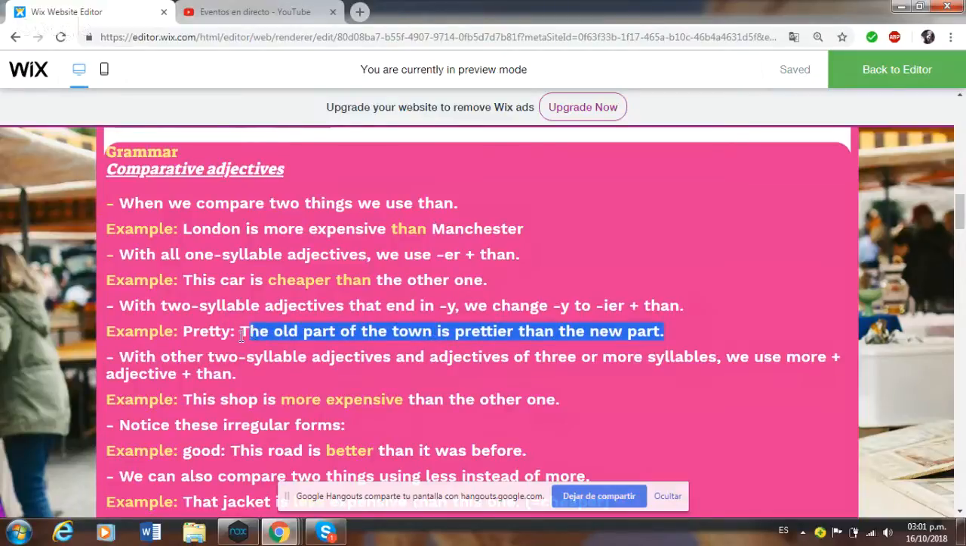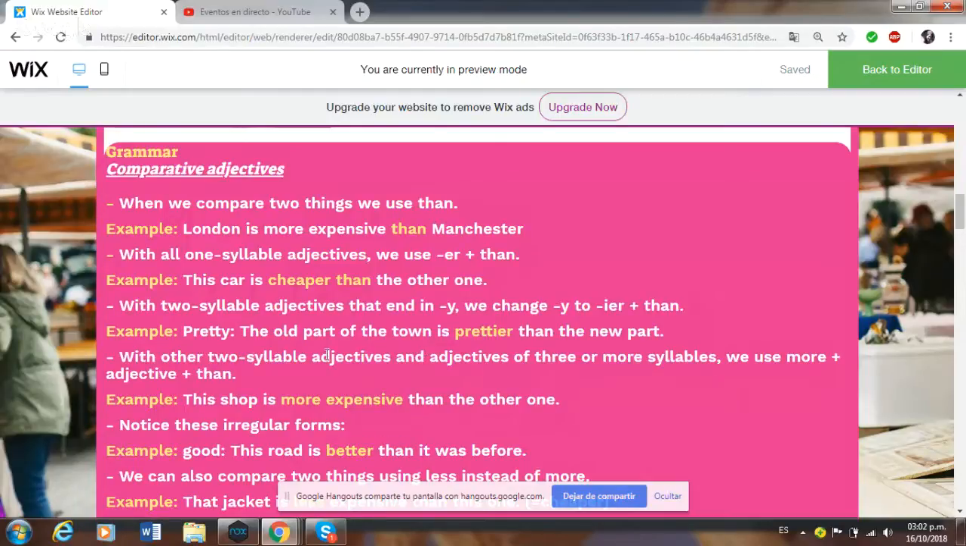There are some situations in which we change the ending of the word. Okay, with other two syllable adjectives, we use more plus the adjective, then than, okay?